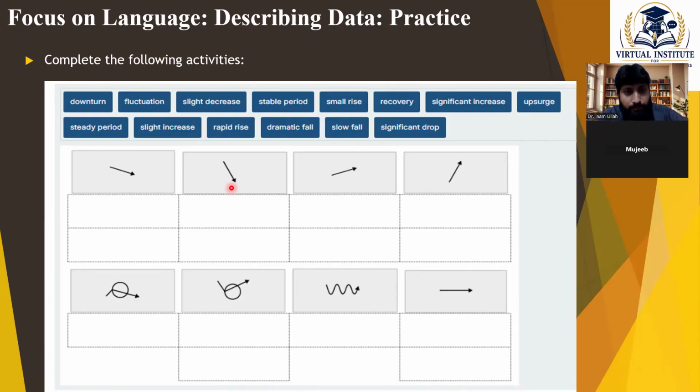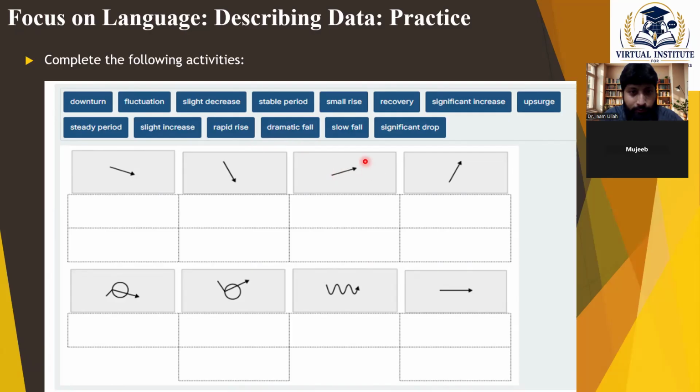Significant drop. Yes, very good. You can use the words "significant drop". You can also use the word "downturn", or this one, and "dramatic fall". Dramatic fall means going dramatically down. So all of these words are correct.